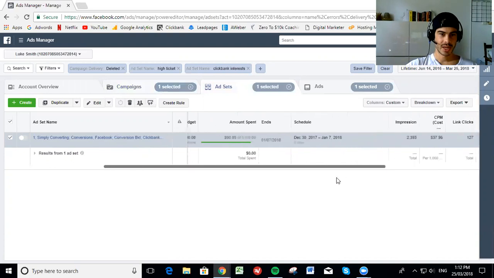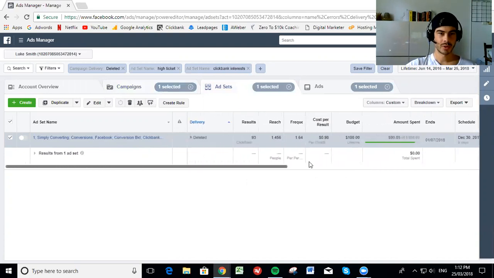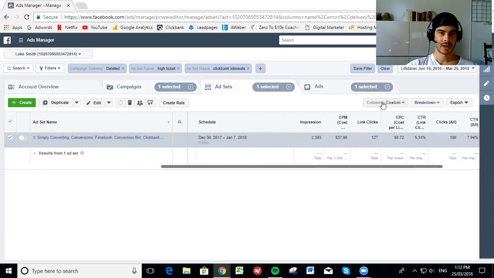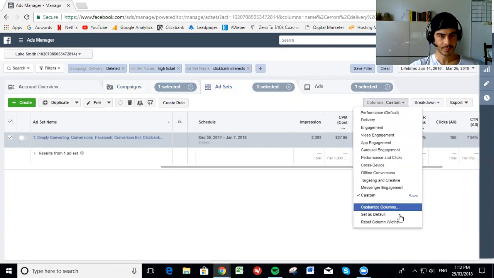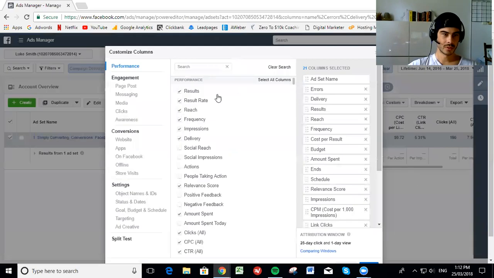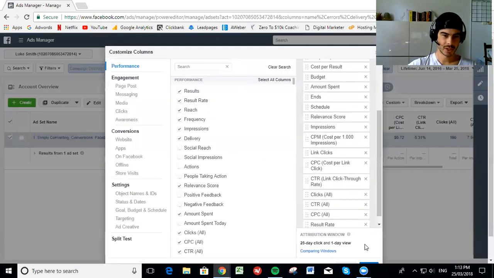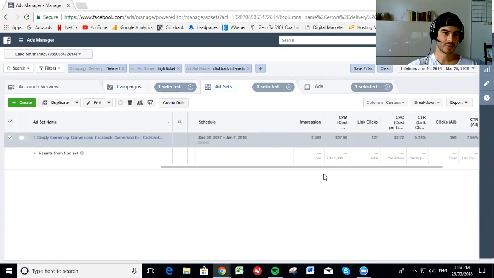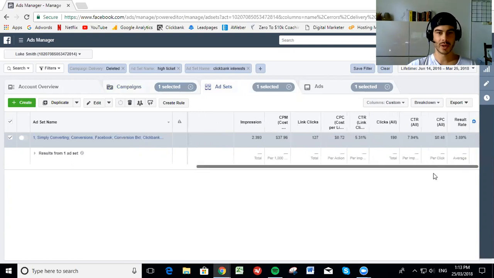So some metrics here for a conversion campaign. The main ones you want to be looking at are your number of conversions, cost per conversion. You want to be looking at your conversion rate, and I'm just going to add that in here. So a good metric to add in is result rate. It's actually already selected there. So whatever objective you're looking at, the result rate will show you the conversion rate on that objective. So if you're running a website traffic objective, the result rate will show your click-through rate.